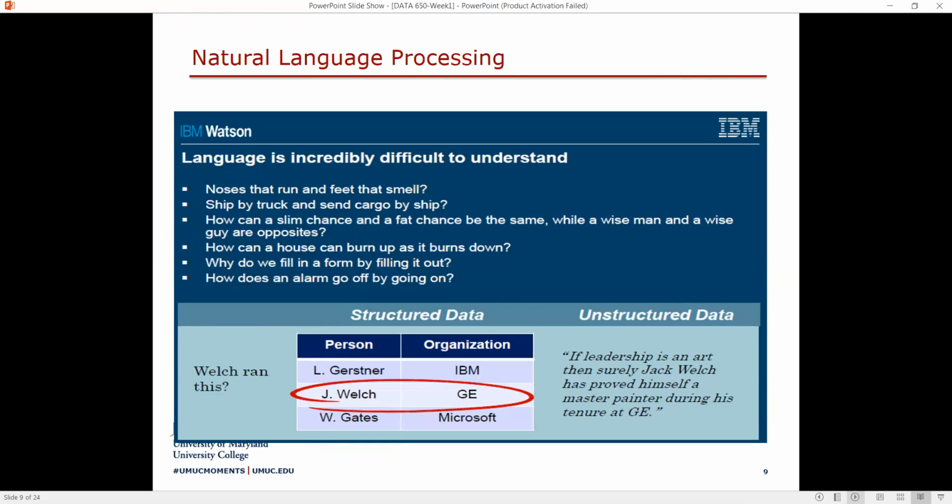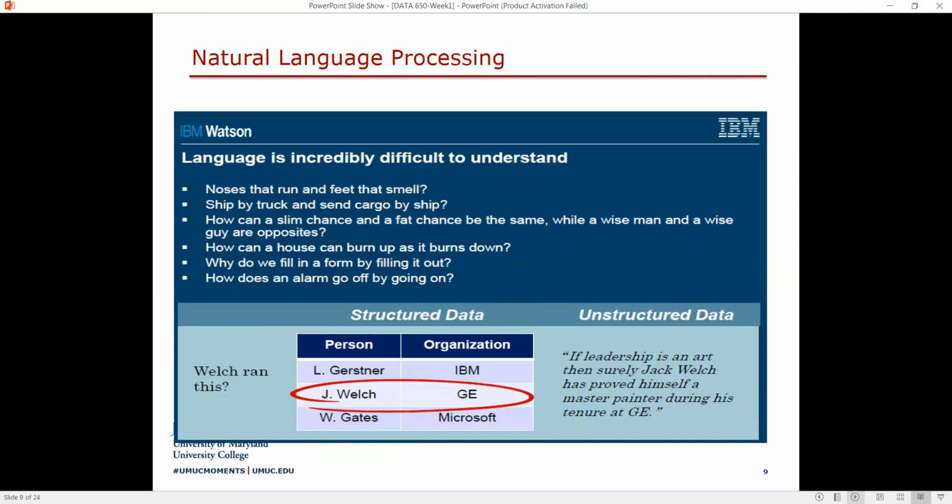So the complexity of natural language is the key to the processing of unstructured data. A very simple example I have here at the bottom, where the same information is organized as structured data by column and row: Welch is a person working in the organization General Electric. Now, this is in structured form. You can easily identify this in the table.